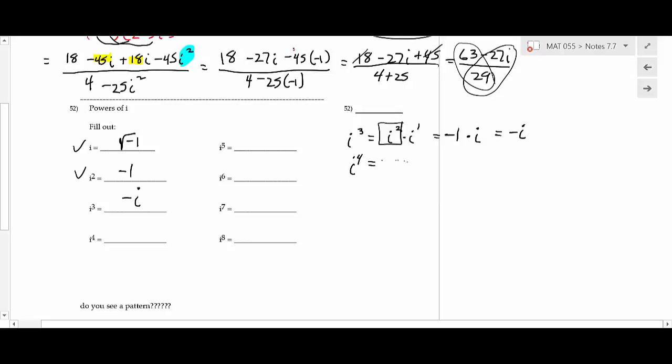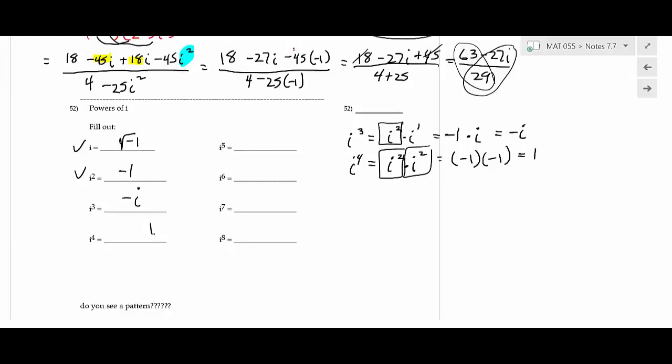Okay, remember, all it takes is to know what i squared is. So we could also write this as i to the second times i to the second. You could also write it as i to the third times i to the first. It doesn't matter. So tell me what i squared is. Negative 1. So wouldn't this problem just be negative 1 times negative 1, which is 1? So i to the fourth is 1. To me, all I ever remember is the first two, but I can figure out the rest if I need to.